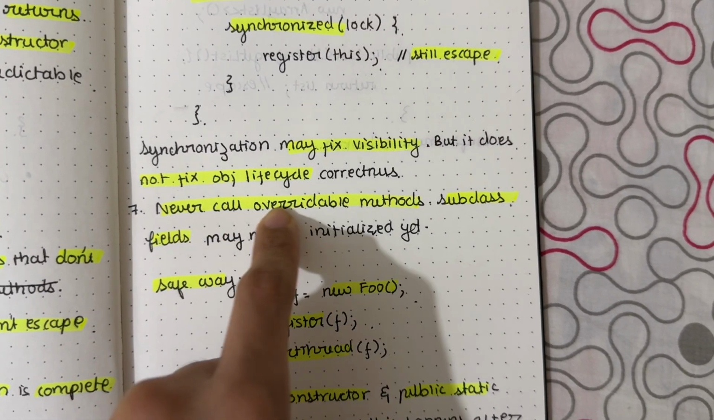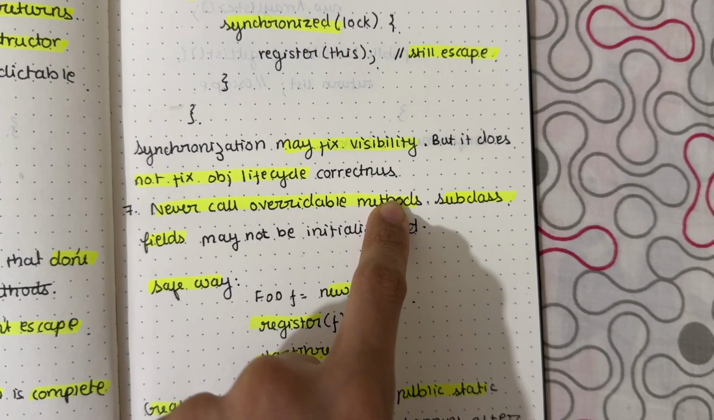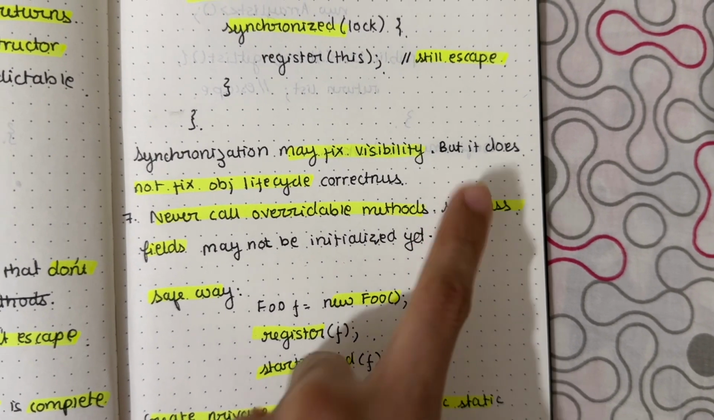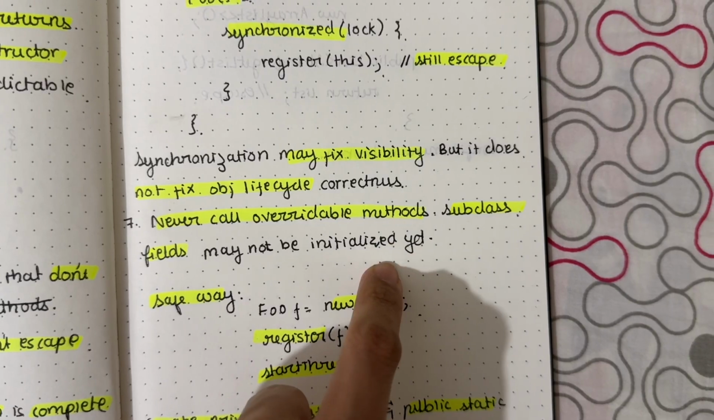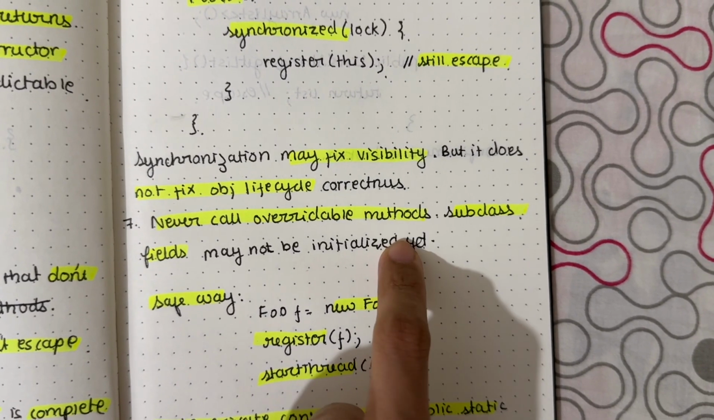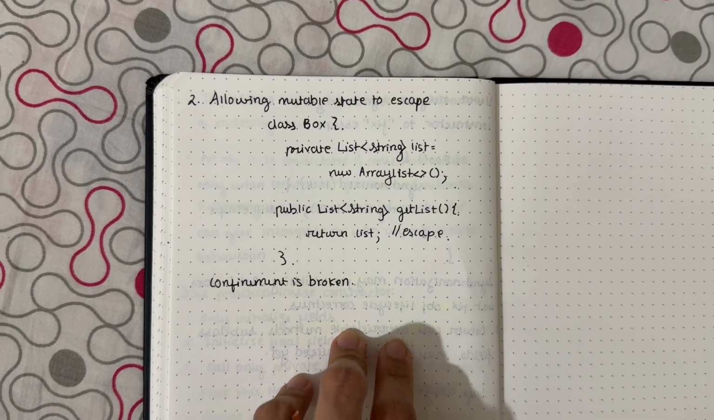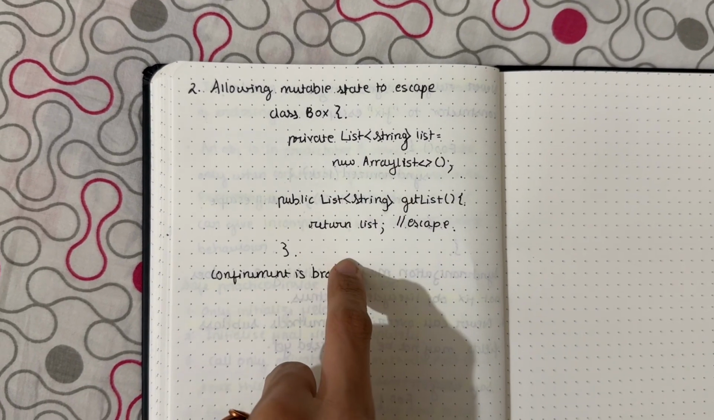Seventh, never call overridable methods, that is protected methods, from a constructor. Subclass fields may not have been initialized yet, so that can lead to breakage. That was all for this escape.